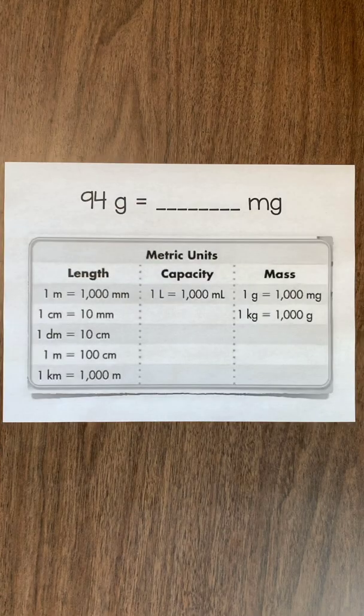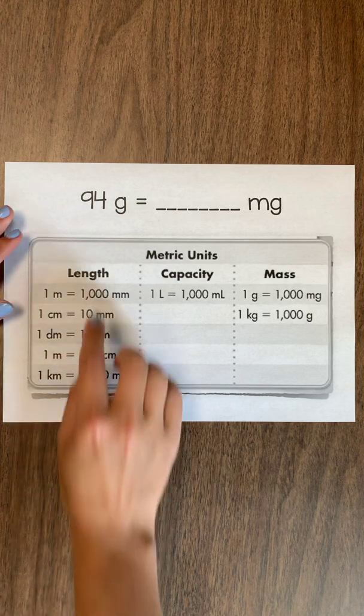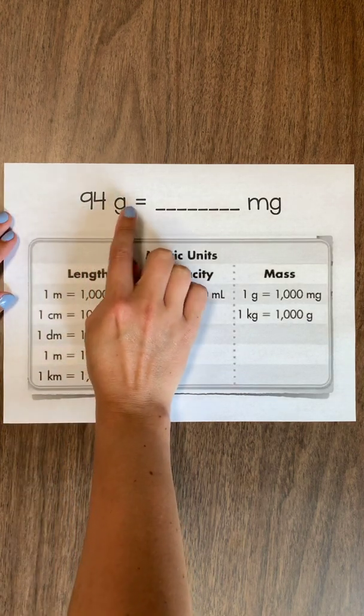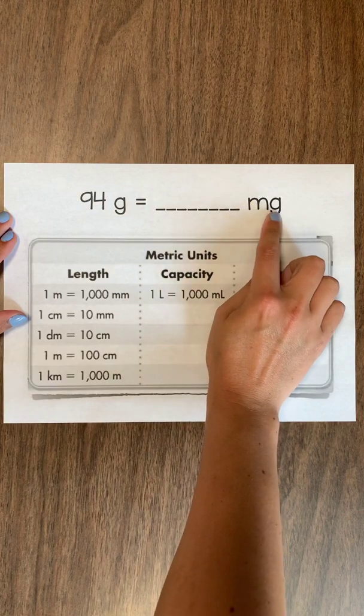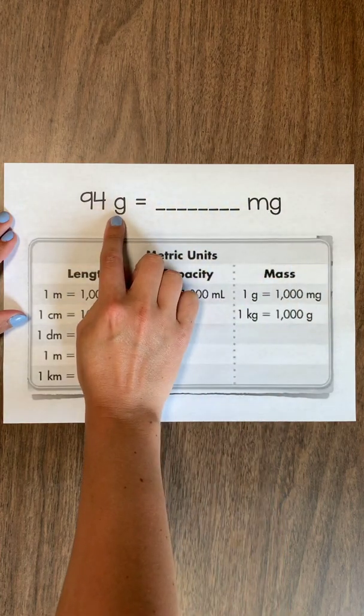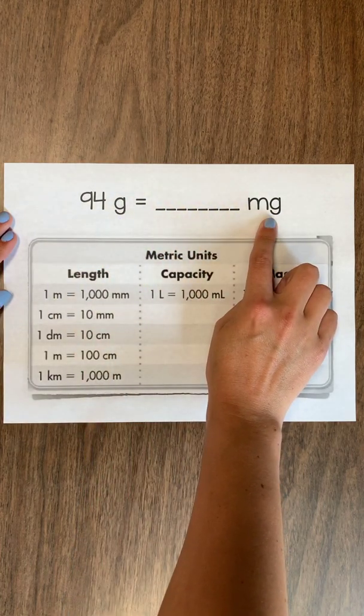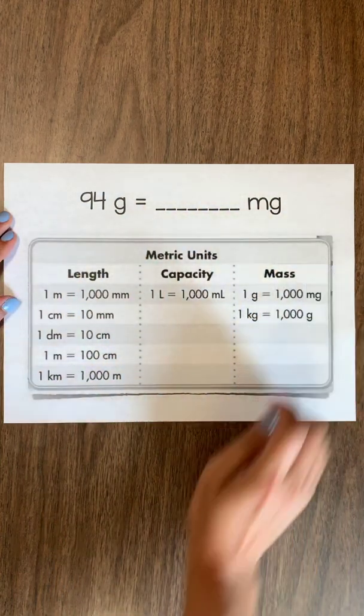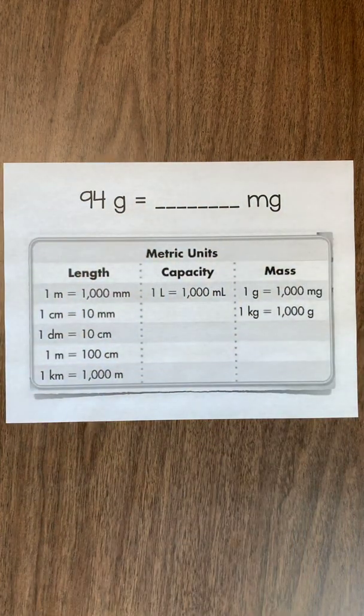Let's have you try one final problem before this video wraps up. Here's your last problem. 94 grams is equal to blank milligrams. So you're going to change this from grams to milligrams. So use the table to help you convert that measurement, and then we will see how you do.